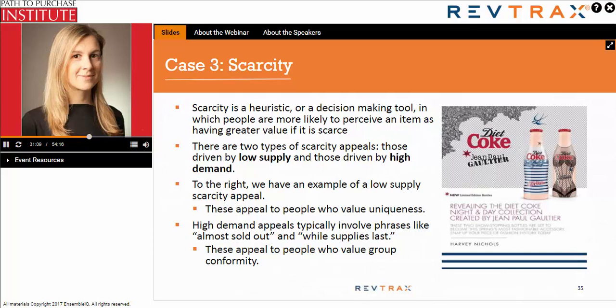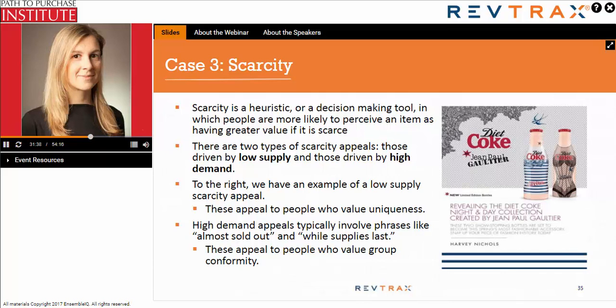And there are 2 types of scarcity appeals that we classify in behavioral economics. Ones that are driven by low supply, and then those that are driven by high demand. So to the right, we have an example of a low supply scarcity appeal. This appeals to people who value uniqueness. They value the product more if there are fewer of the items available out there.